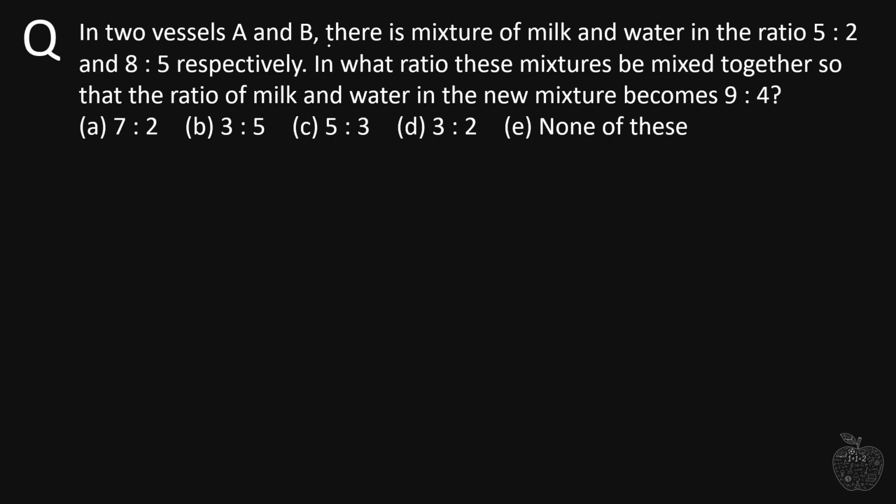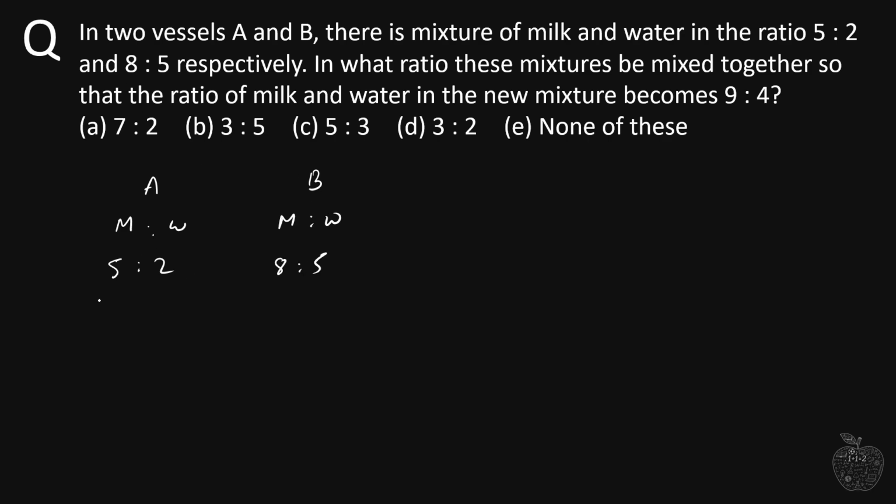In two vessels A and B, there is a mixture of milk and water in the ratio 5:2 and 8:5 respectively. In what ratio should these mixtures be mixed together so that the ratio of milk and water in the new mixture becomes 9:4? Now in the question we are given that there are two vessels. In vessel A, milk and water is in the ratio 5:2, and in vessel B, milk and water is in the ratio 8:5.